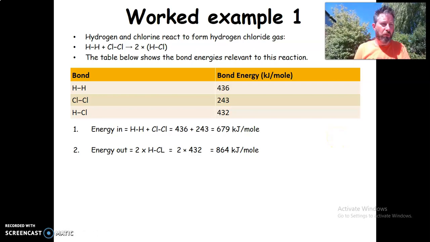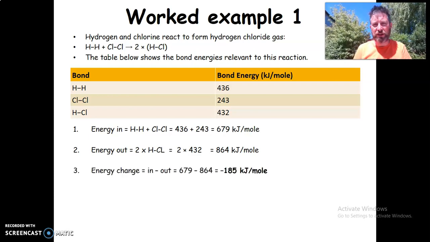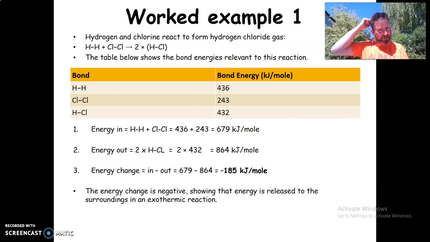Right. What do I do next? Final stage. The energy change, delta H, is in minus out. So energy change is in minus out. 679 minus 864 is minus 185 kilojoules per mole. The delta H value, or the energy change, is negative. If it's negative, that means it's exothermic.